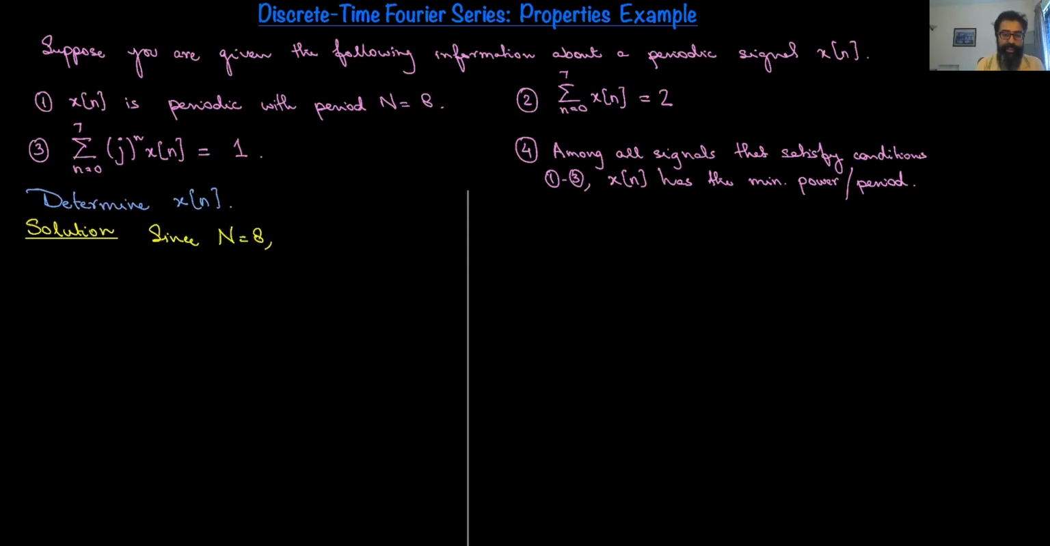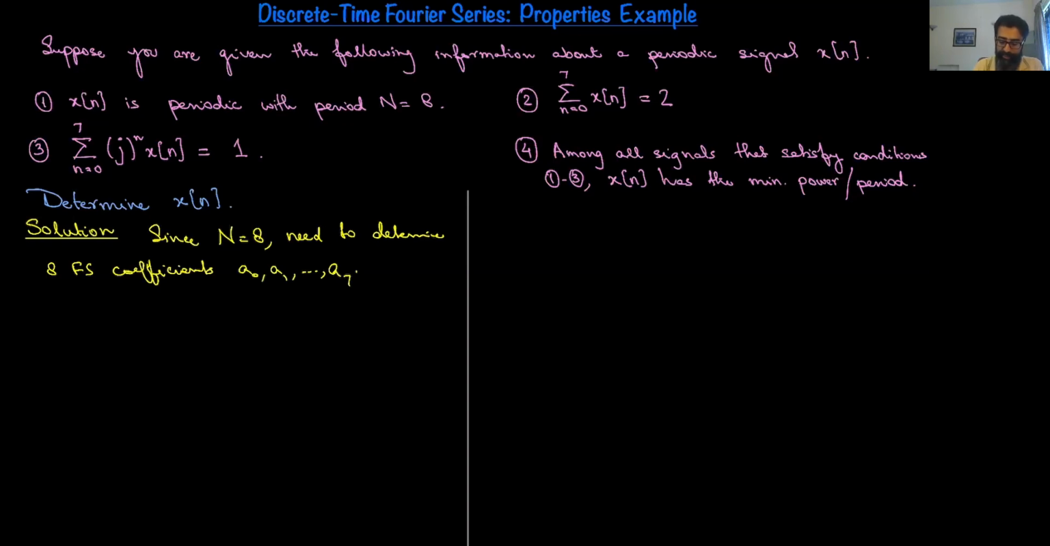Of course, there are going to be 8 of those. So we need to determine 8 coefficients, and of course those are A0, A1, all the way up to A7. These are the 8 Fourier series coefficients. If we can determine these 8 coefficients, we'd also be able to determine the time domain signal.